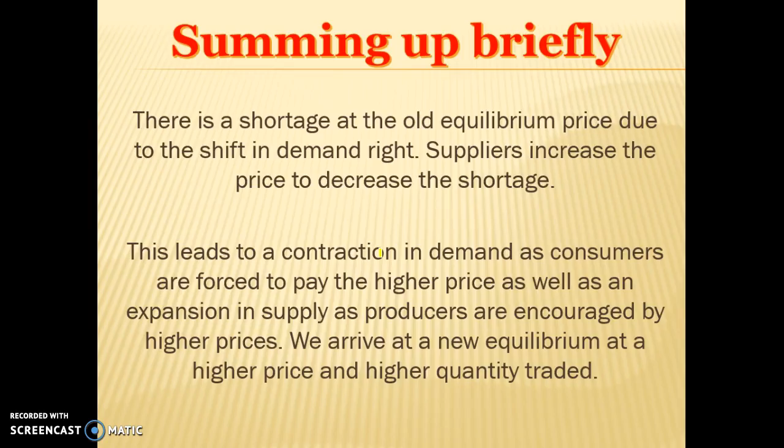Summing up briefly, there is a shortage at the old equilibrium price due to the shift in demand, right? Suppliers increase the price to decrease the shortage. This leads to a contraction in demand as well as an expansion in supply, and we arrive at a new equilibrium at a higher price and higher quantity traded.